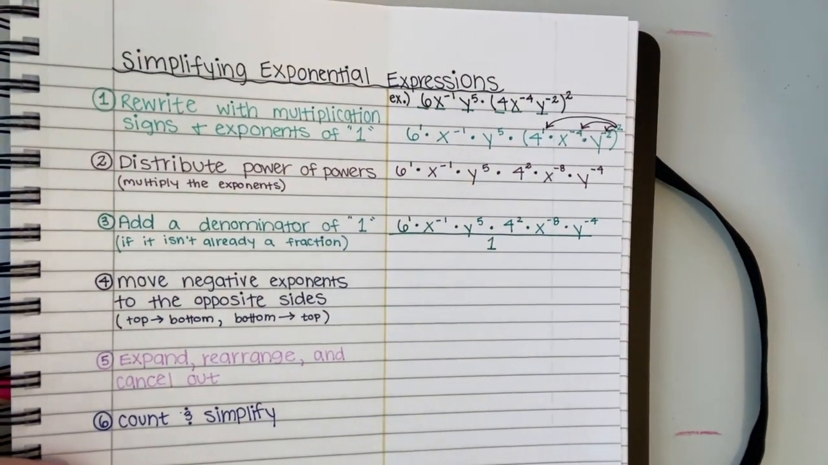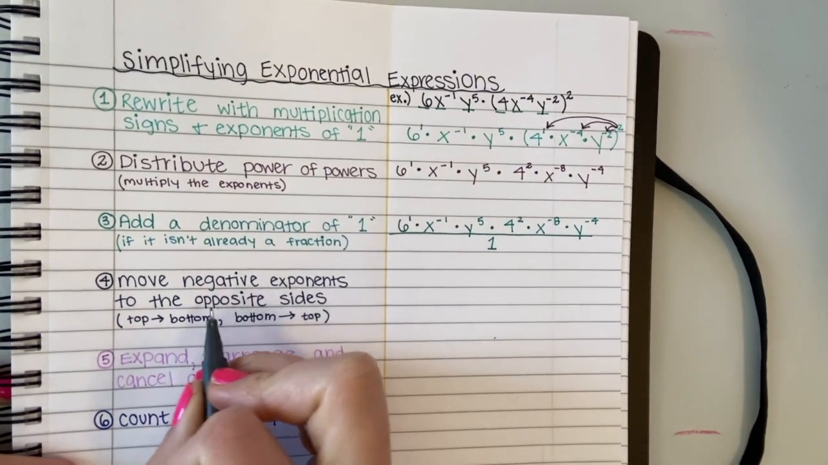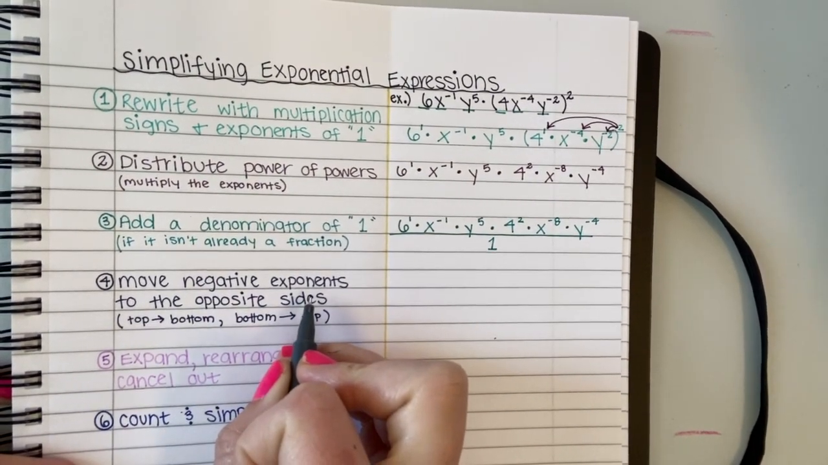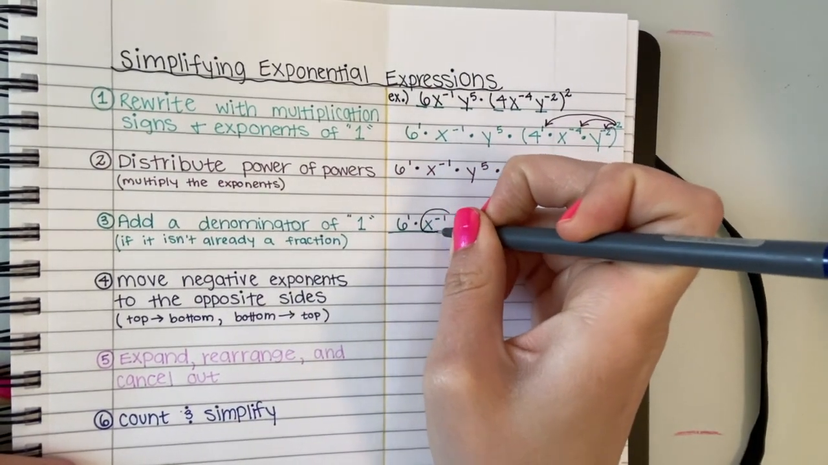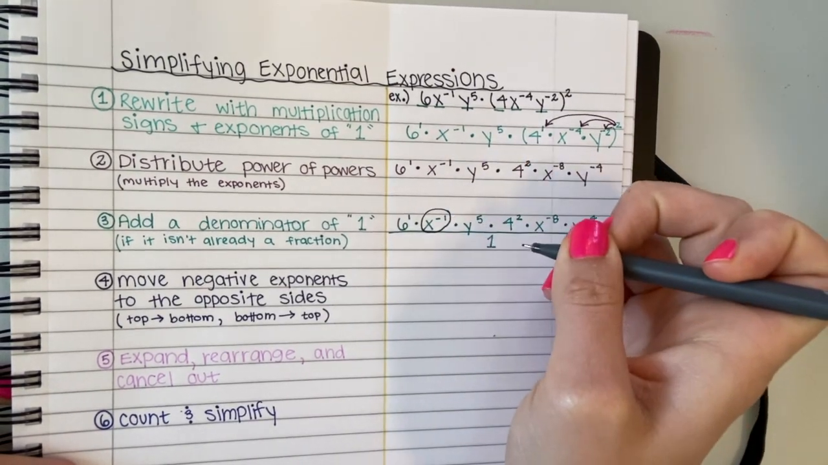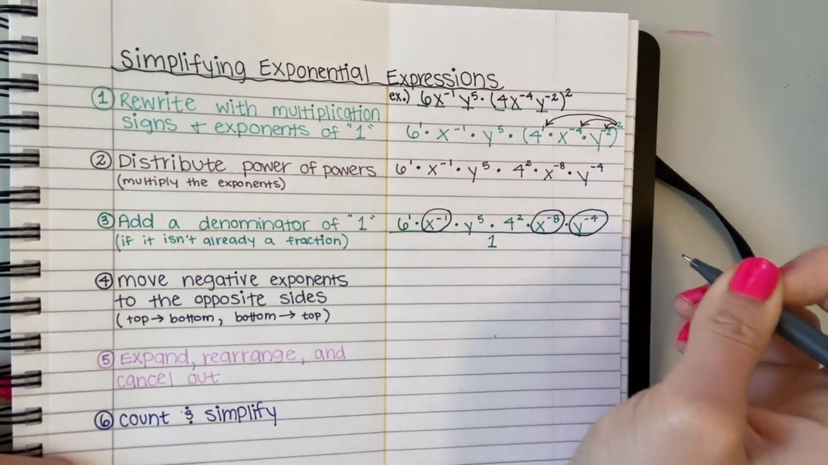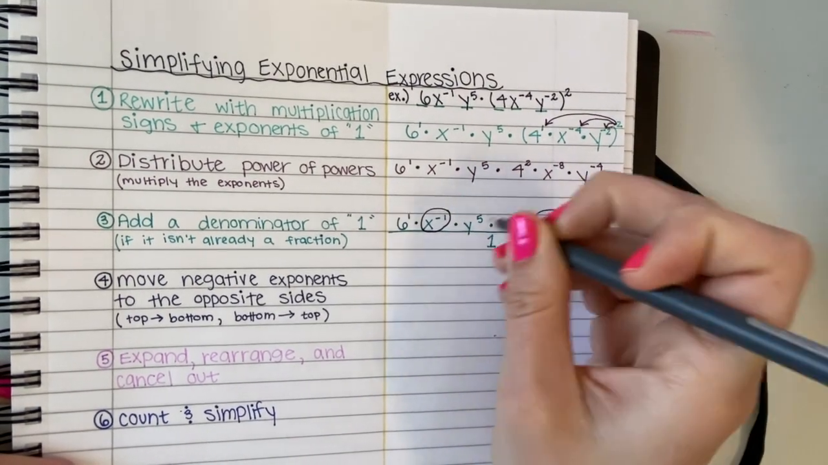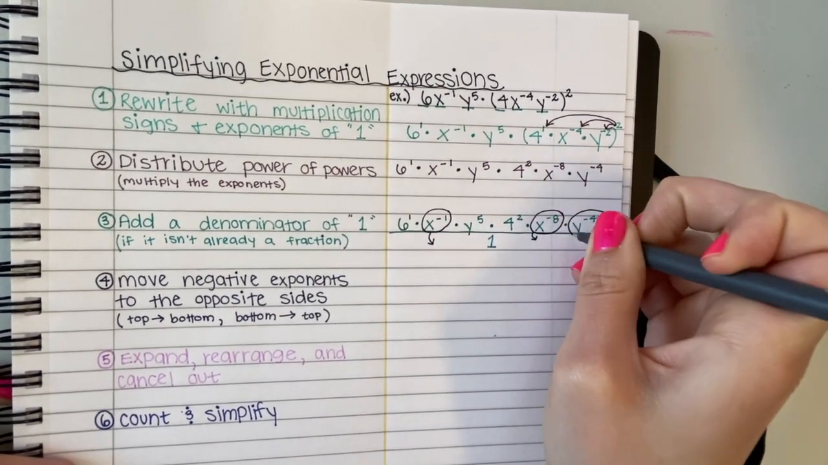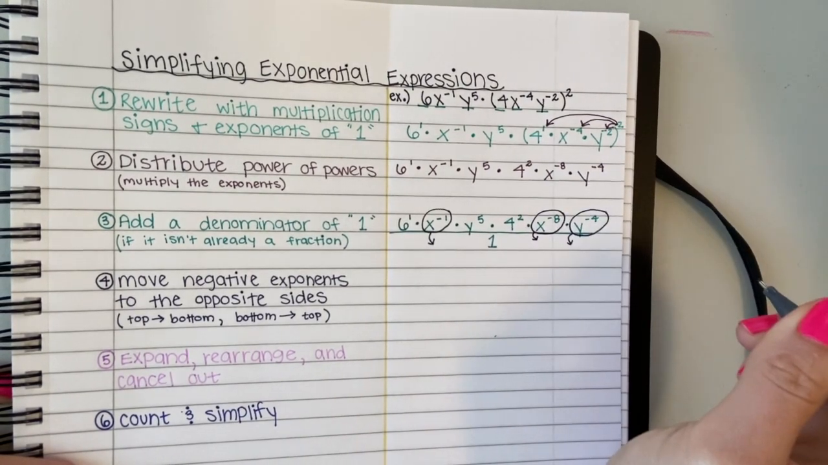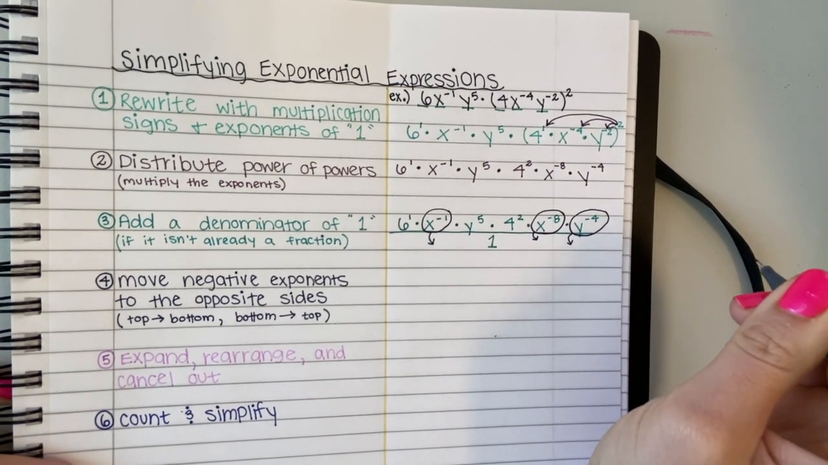The next step tells me, okay, now we care about negative exponents. So what I need to do is circle each factor that has a negative exponent. I need to rewrite this expression with the negative exponents moved to the opposite side, because this makes the exponent positive.